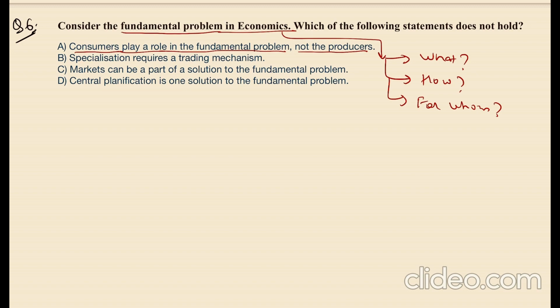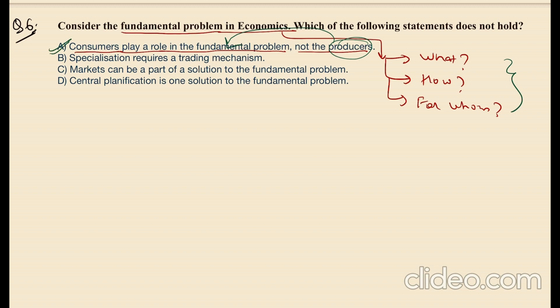Here, if we see these three questions, what to produce, how to produce, and for whom to produce, all these questions are dealing with production, right? So producers have a very important role to play. In fact, it is the producers who play a very important role in solving this fundamental problem. It is not the consumers. Consumers are not directly related to this fundamental problem, right? So I think this should be the answer, option A. But let us look at the other options as well.